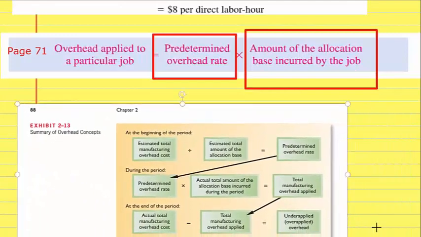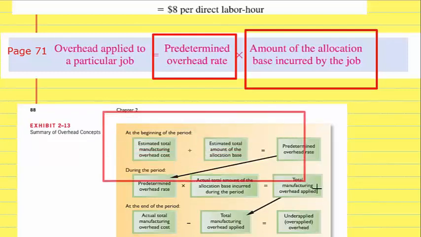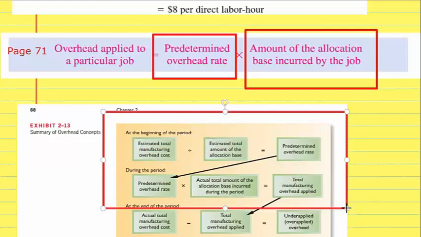So on page 88, your author summarized the 3 steps. We're only going to look at 2 of them. And those 2 steps are, number 1, we compute the predetermined overhead rate by dividing estimated total manufacturing overhead cost by the estimated amount of the allocation base, the estimated amount of the volume. And step number 2, we apply factory overhead to production by multiplying the overhead rate times the actual amount of the allocation base, the actual amount of volume.